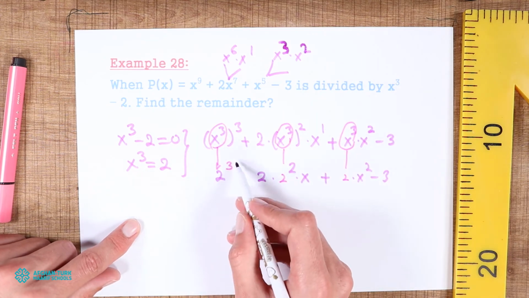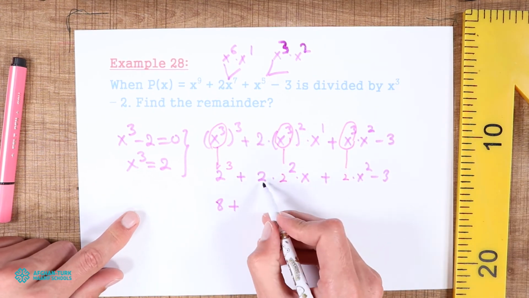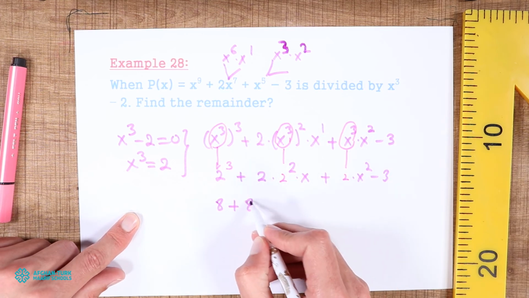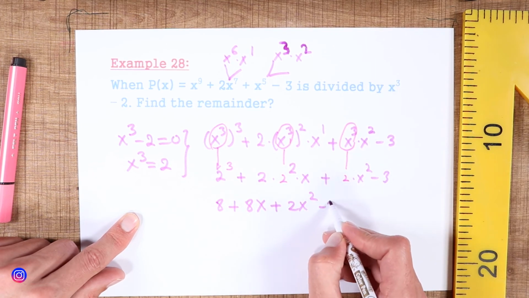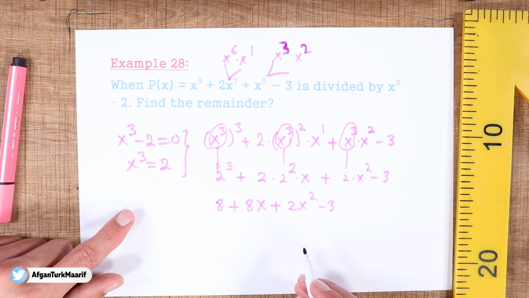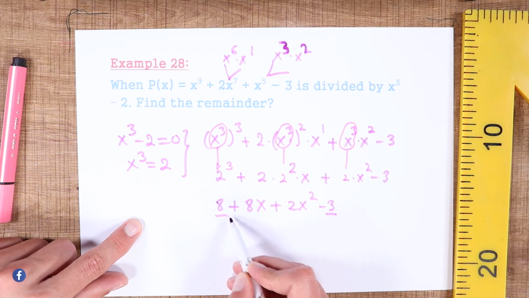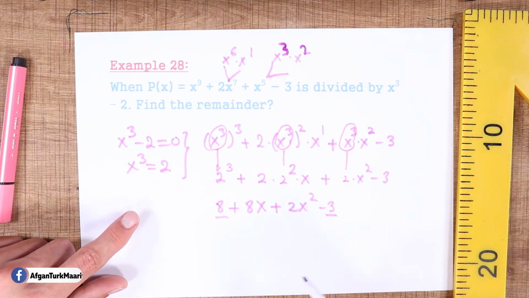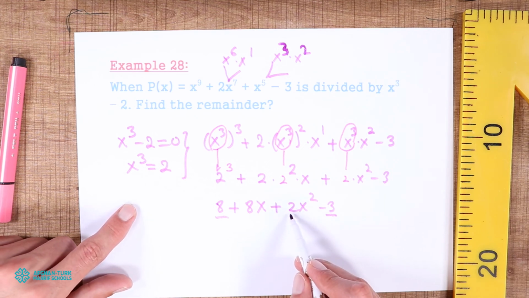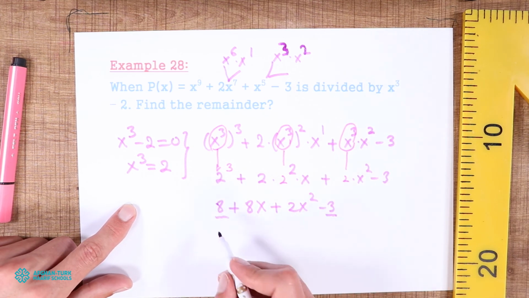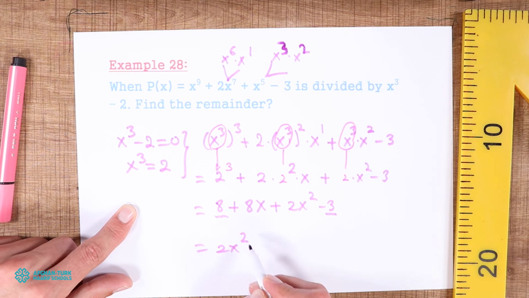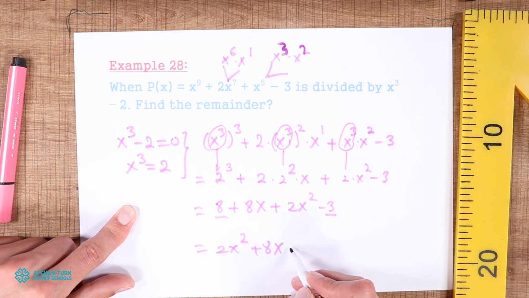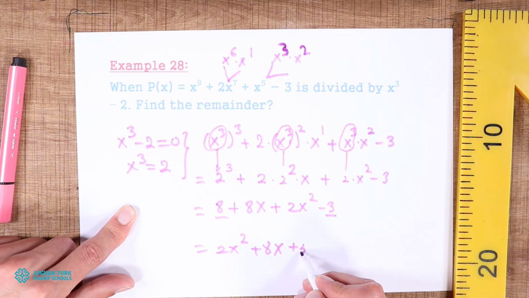And after that, 2 to the power of 3, you know, is 8, plus 2 times 2 to the power of 2, which is 4. 4 times 2 is 8x, plus 2x to the power of 2, and minus 3. Here, can we combine anything? Yes, we have two like terms here. One is minus 3, one is 8. So we can add them, and we must write the polynomial in standard form. In standard form, the bigger powers come first. So as a result, we will have 2x to the power of 2 plus 8x plus 8 minus 3, which will be plus 5.